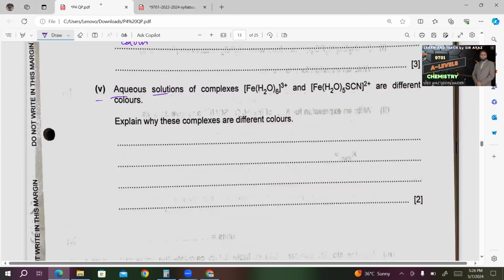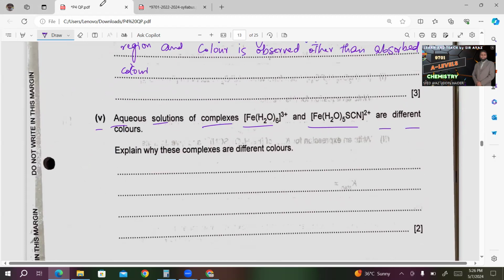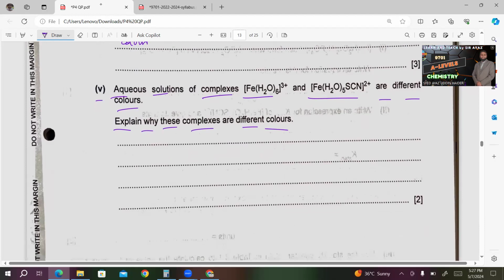Number 5, aqueous solutions of complexes [Fe(H2O)6]3+ and [Fe(H2O)5SCN]2+ are different colors. Explain why these complexes are different colors. So delta E, or d-d energy gap, is different.